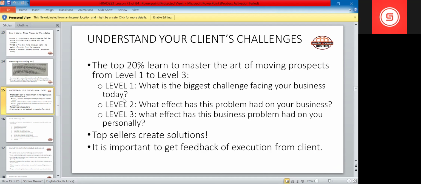So again, what is that particular client's challenge? What effect has this problem had on your business, and what effect has this business problem had on you personally? Right. So top sellers create solutions. It is important to get feedback on execution from your client. That's not just important, it's mandatory, and your client will definitely give you feedback on execution, in terms of the entire strategy, perhaps the marketing strategy or the promotion, or even just the rollout of adverts they have bought, like advertising space.